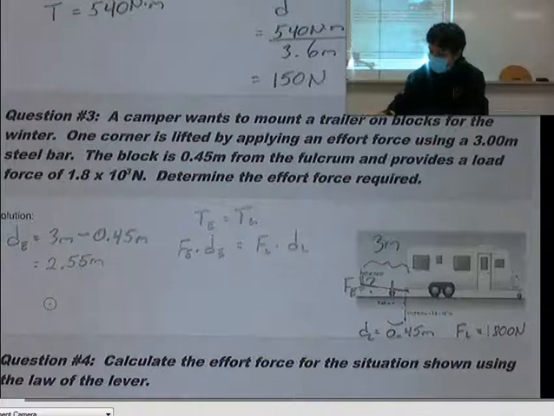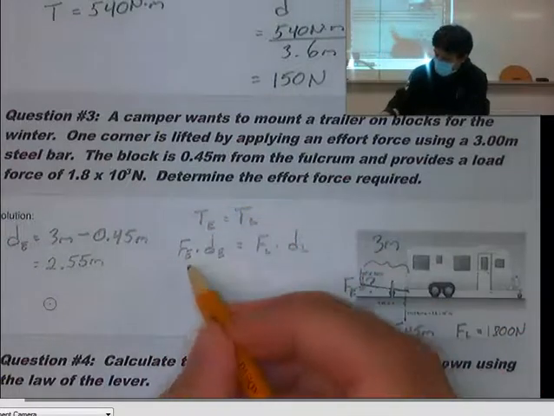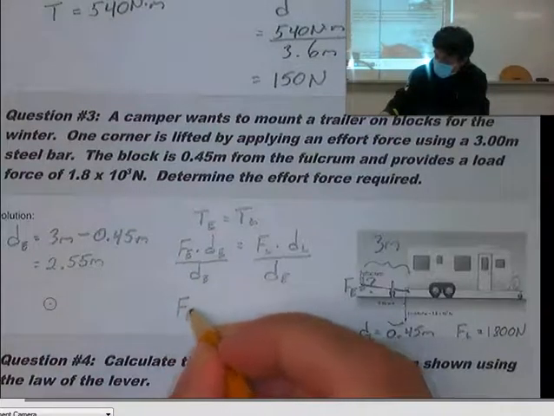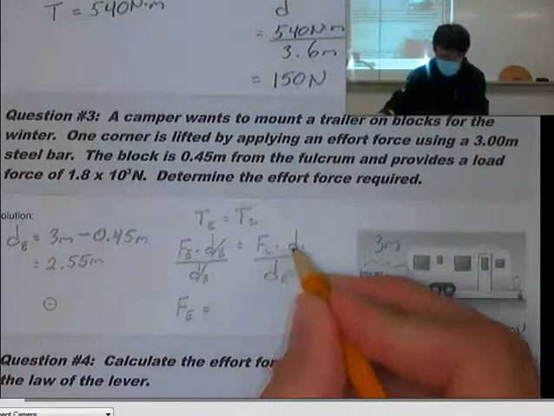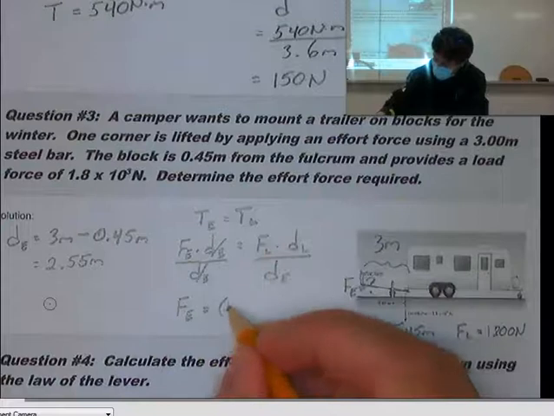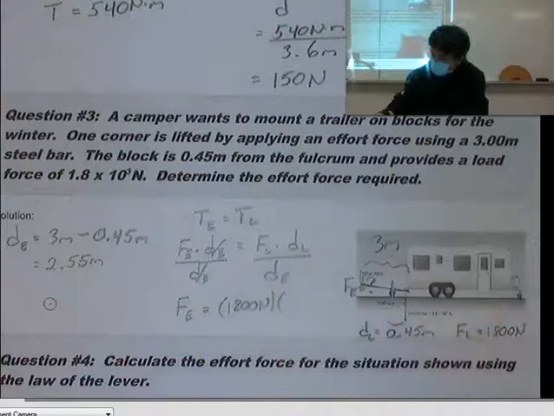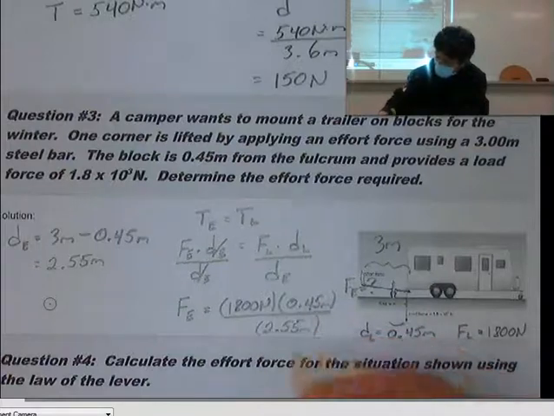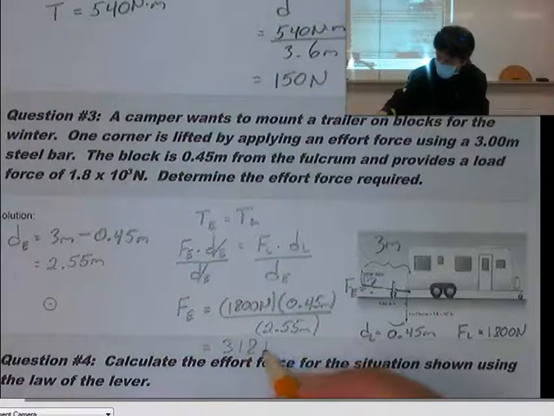And we know everything here except for the effort force. So if I divide both sides by that effort arm, we get the effort force. Those will cancel, and then we can substitute what we know. This is 1,800 newtons. Our load arm, 0.45. Our effort arm, 2.55. We get an effort force of 318 newtons.